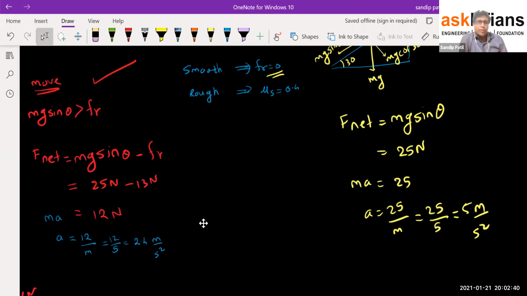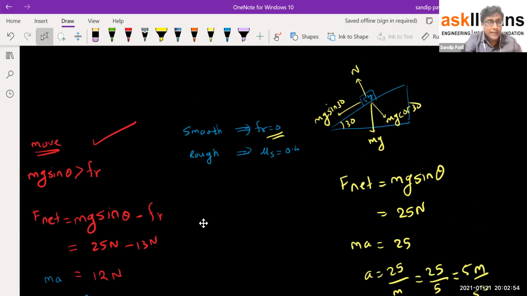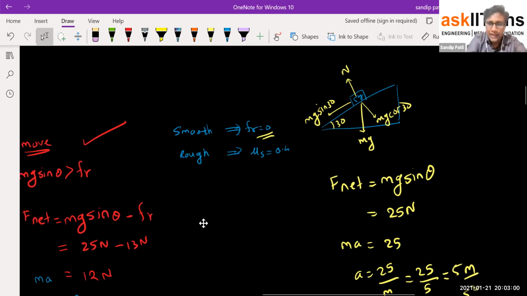Higher acceleration means obviously the speed is higher. So what is the friction doing here? Friction is reducing the speed. So is it good or bad? We can say friction is bad. But we also said that friction is necessary. It is evil, but it is necessary. Why it is necessary, we will also see. So this is the smooth case, and this is the rough case.